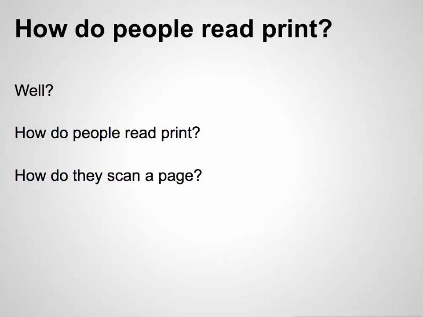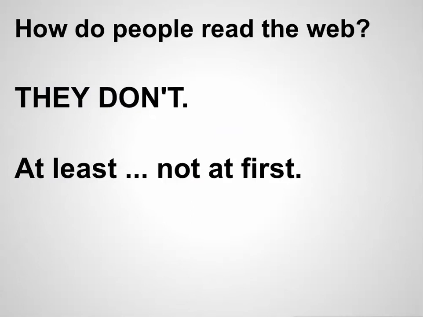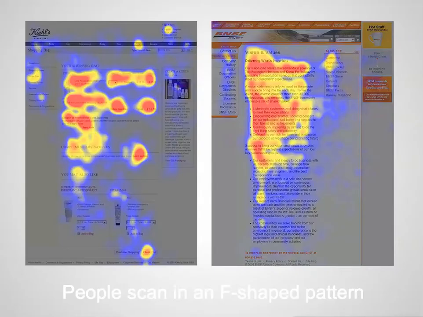Online, people don't read the web, they scan it, just like when they first scan that print page, but they scan it in an F-shaped pattern. So people start in the upper left and they go across to the right, and as the page gets longer, the shorter their gaze from left to right becomes. So you end up with this F-shaped pattern.